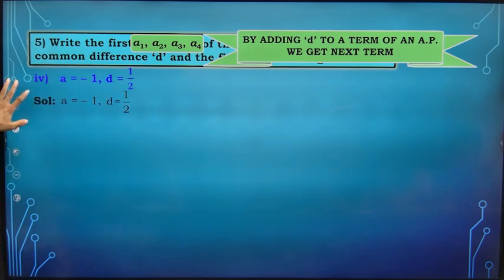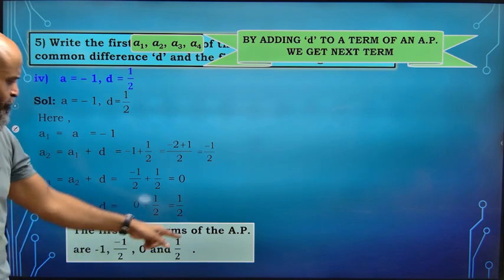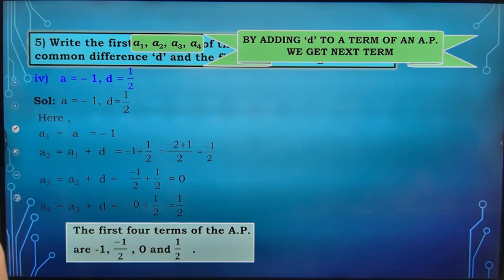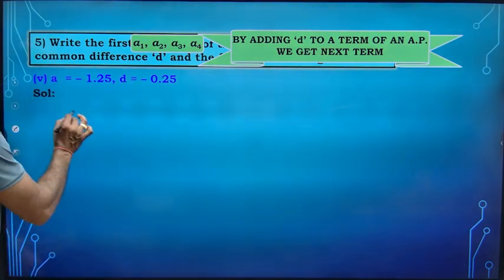Are we clear on this one? So it is minus half, this will be 0 and finally we have half. The first four terms of the AP are minus 1, minus half, 0 and half. Clear? Okay. A is minus 1.25, D is minus 0.25.